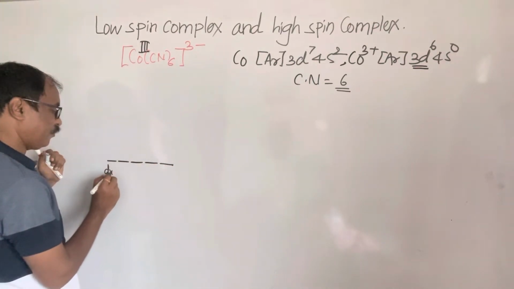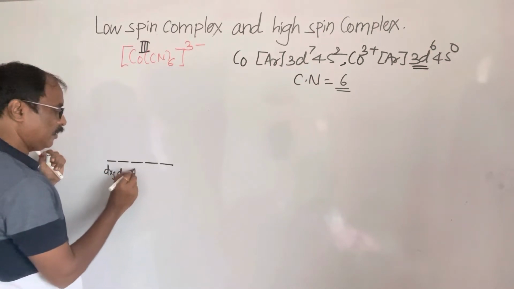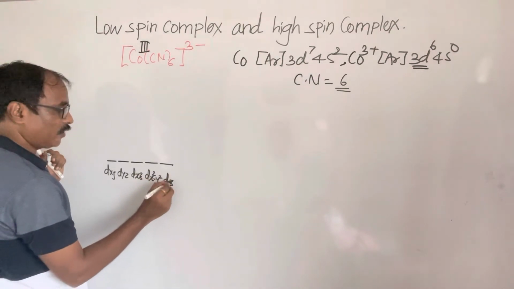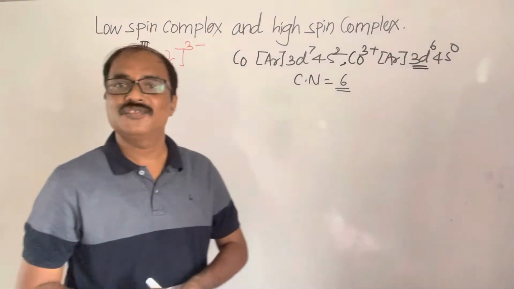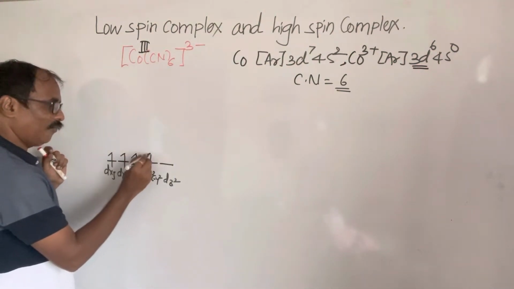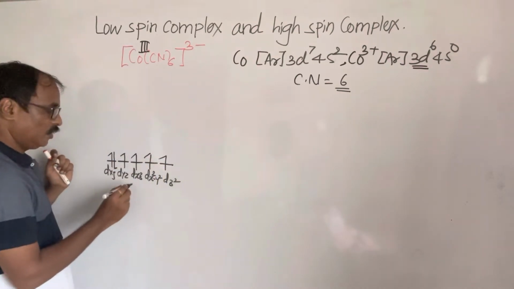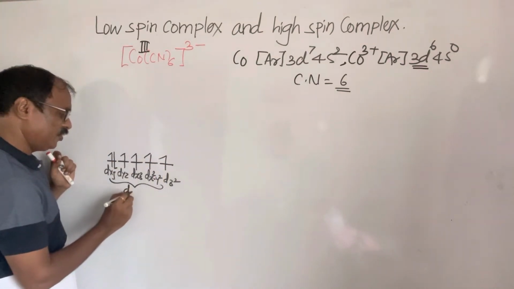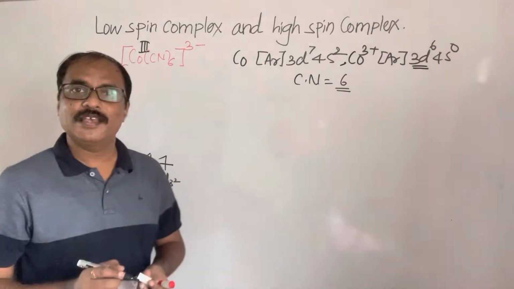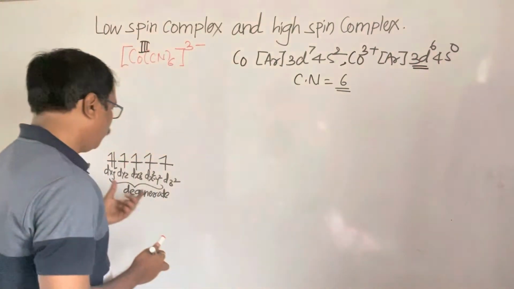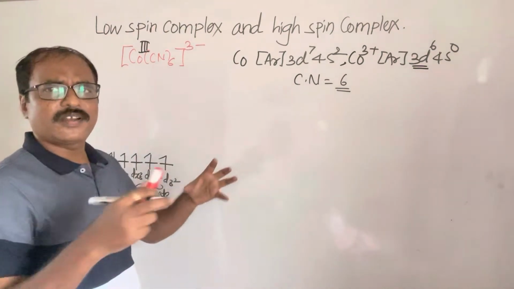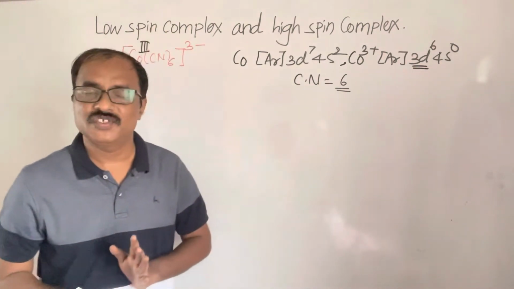The d orbitals are dxy, dyz, dxz, dx square minus y square and dz square. How many electrons are there? 6 electrons are there: 1, 2, 3, 4, 5, 6. So all these are degenerate. What does degeneracy mean? Energy same. All d atomic orbitals of the metal have the same energy. That is why degenerate. When ligands are ready to attack, here the ligand is CN minus, a strong ligand.